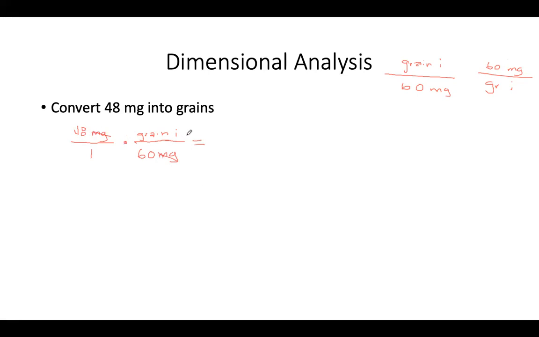And we multiply straight across just like we always do with fractions. So grain I is the same thing as 1 grain, right? So 48 times 1 is 48. And 1 times 60 is 60. And the units that we're left with is grains. So I guess this would actually be grain 48 over 60. And in order to make this correct, we have to reduce this fraction to its lowest form, which would be 4/5. So we're going to have grain, and the Roman numeral for 4 is IV over V. Grain 4 over 5.